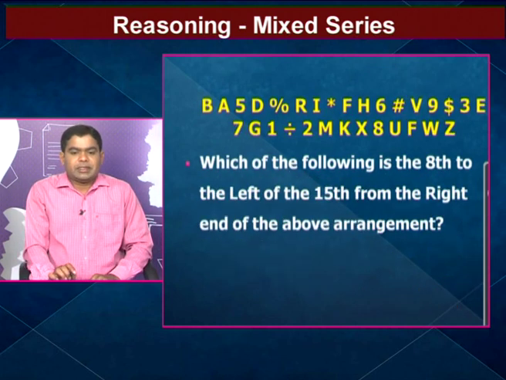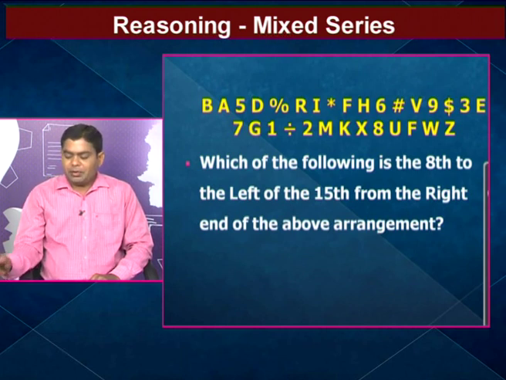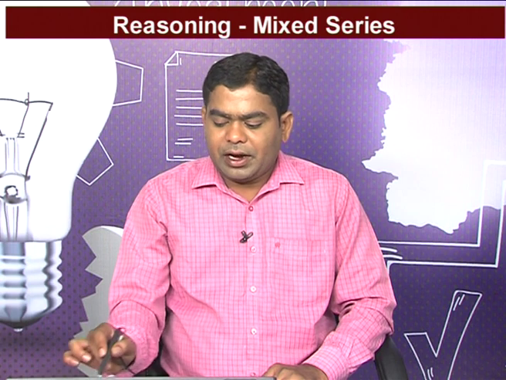Which of the following is the 8th to the left of the 15th from the right end of the above arrangement? So here in the question, 8th left is given, and 15th right is given. If the same directions are given in the question, we subtract the given numbers. But in our question, opposite directions are given. That's why we add the given numbers.